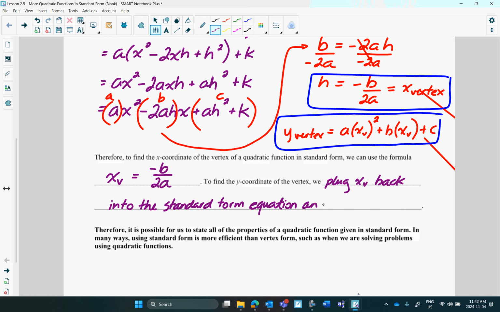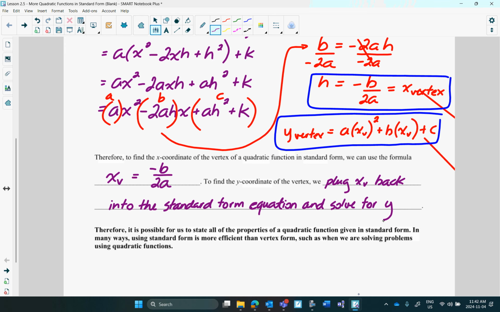And solve for y. The vertex is key. Yes. The formula for x.